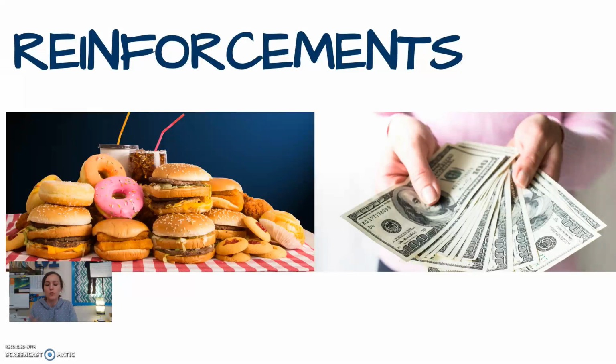And so food and water, those are some innately pleasurable reinforcements that you don't have to learn to like. On the other hand, we've got a secondary reinforcement, which is the money. Money you have to be taught to like. Somewhere you had to learn that money had value.